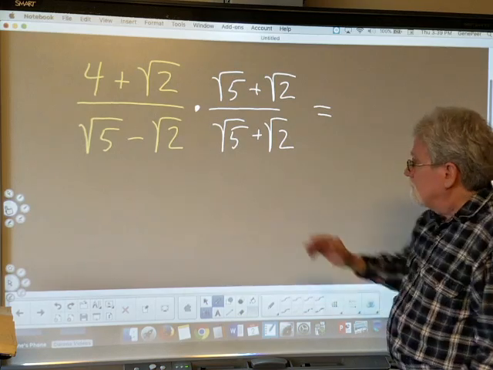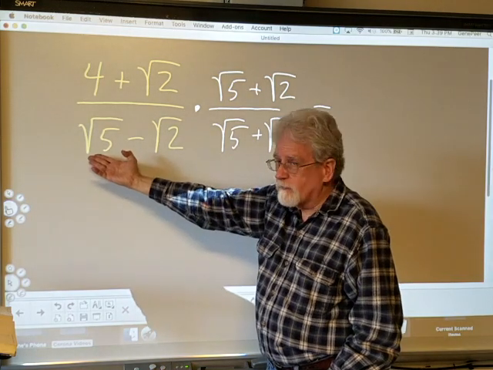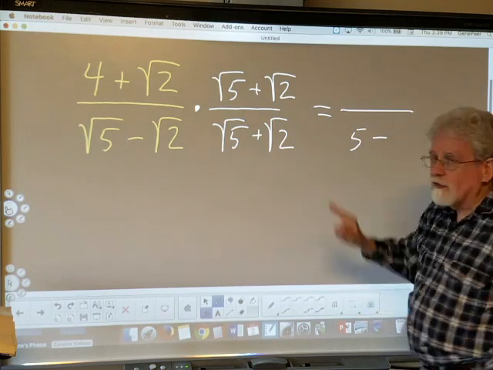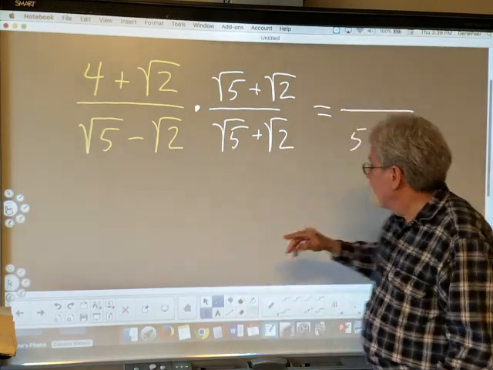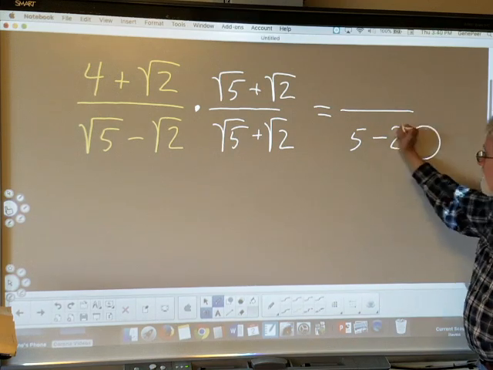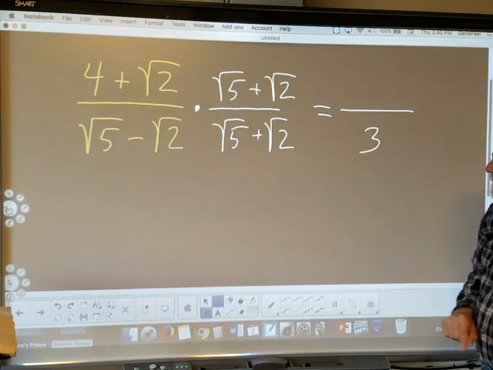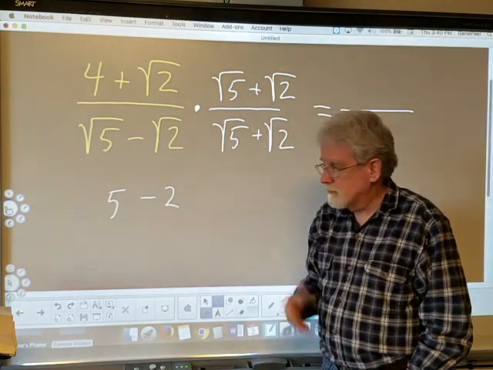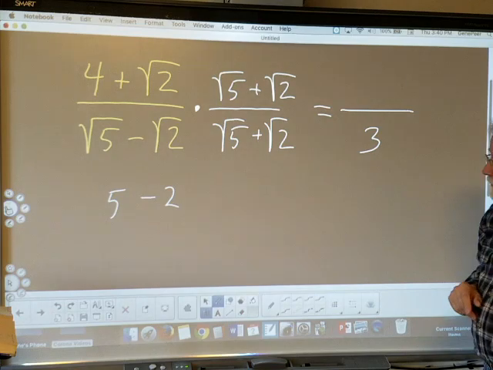So what's the rule? Square this guy. What's square root of 5 squared? 5. Always minus. And then square root of 2 squared is 2. So your denominator is just going to be 3. A squared minus b squared. 3.